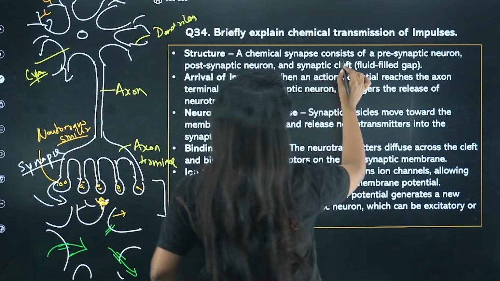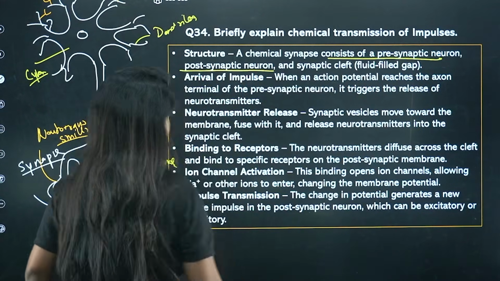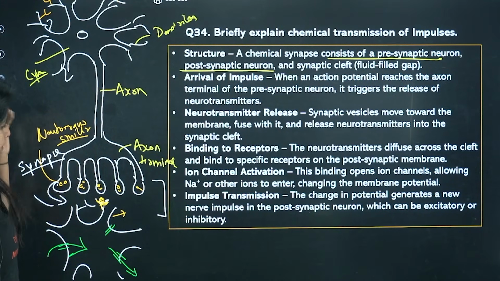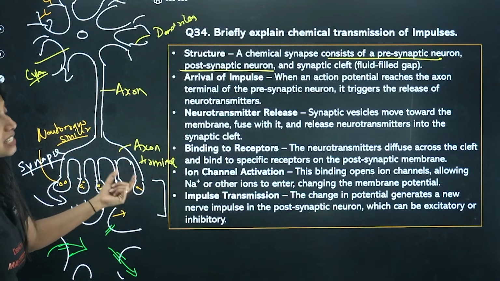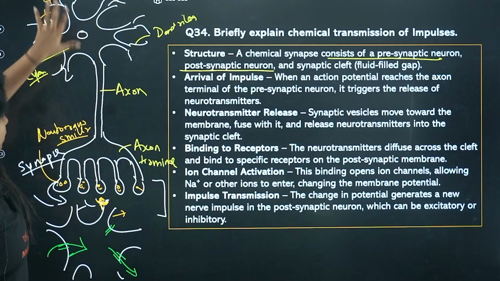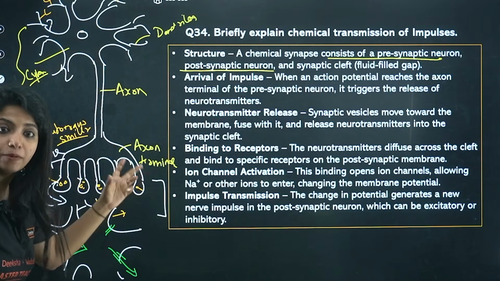Structure. A chemical synapse consists of a presynaptic neuron, a postsynaptic neuron, and a synaptic cleft. So this is the synaptic cleft. Listen to me. Before the synapse, whatever knobs you have, you call these presynaptic knobs. After that, whatever neuron you have, these knobs are known as presynaptic knobs.